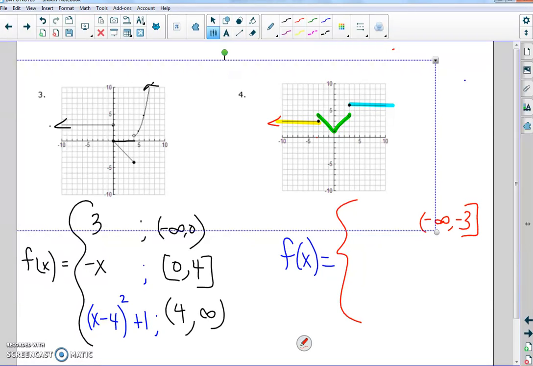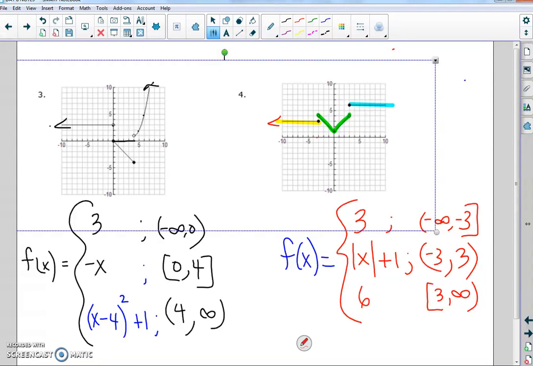So from negative infinity to negative 3, with a bracket because it's solid, looks like I'm at y equals 3. From negative 3 to positive 3, I'm an absolute value function. It has not been flipped, and it has not been shifted left or right, but it did get shifted 1 unit up. And then the final blue graph, from 3 with a bracket to infinity, looks like I'm at y equals 6.